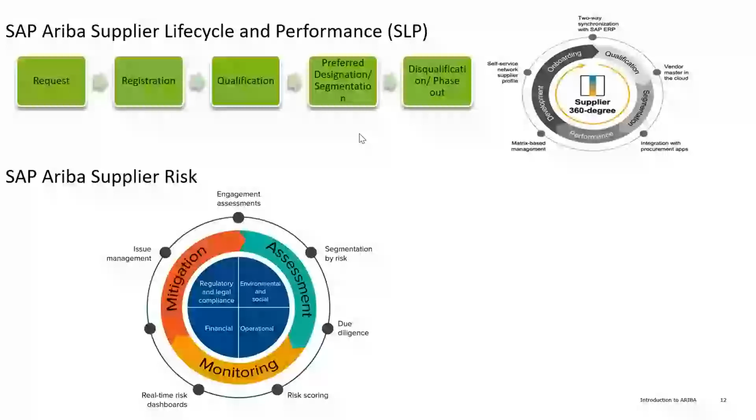So Ariba supplier lifecycle management comes with two things. One is the supplier lifecycle, another one is supplier risk. Supplier risk we will see a bit theoretically. Anyway, we can see it also. What are the different types of risk segmentation? How do you score it? How do you mark some suppliers as at risk, like in the dashboard, make them visible as red and all those things. And what is the Ariba supplier lifecycle?